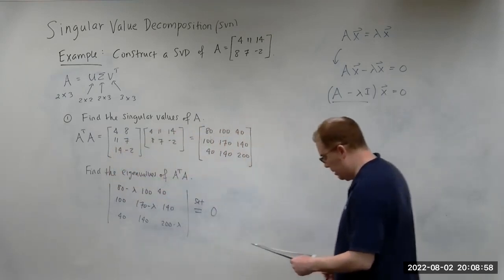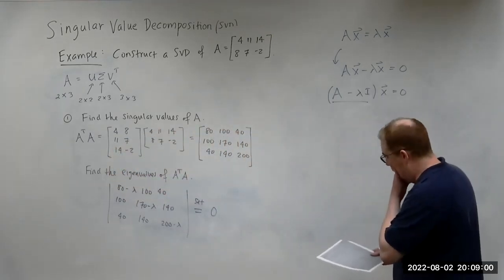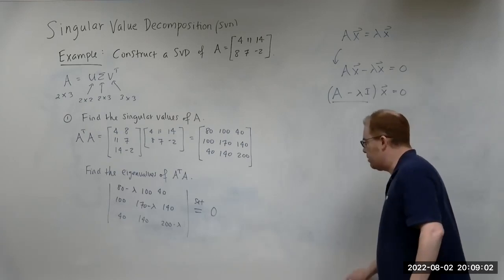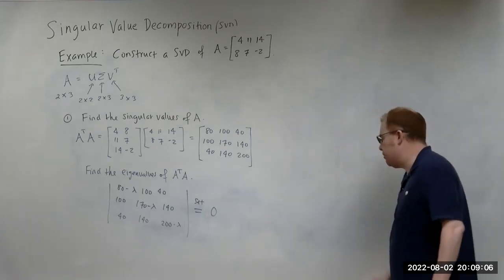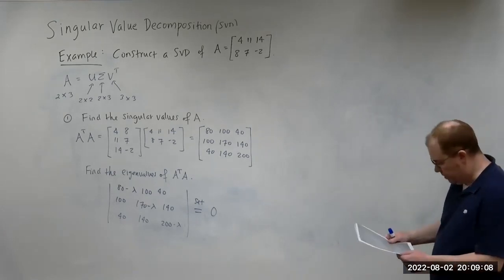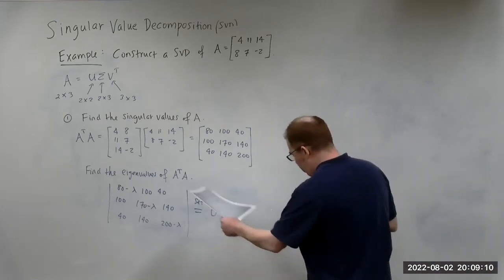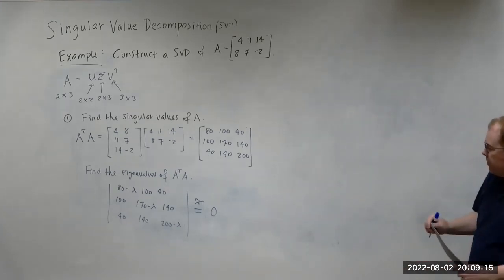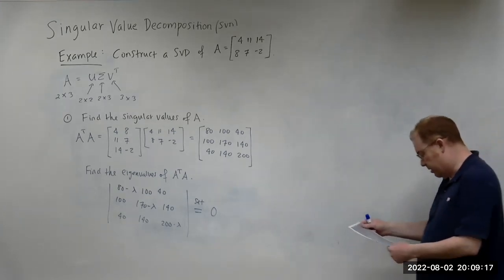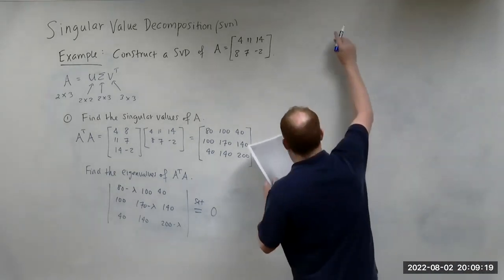All right. So when you do that, again, I'll save your time by not going through the details of that. Going through the determinant, basically using the cofactor expansion, you end up getting this polynomial.